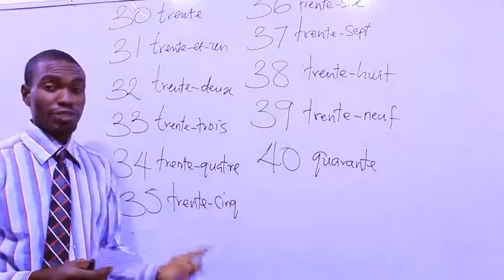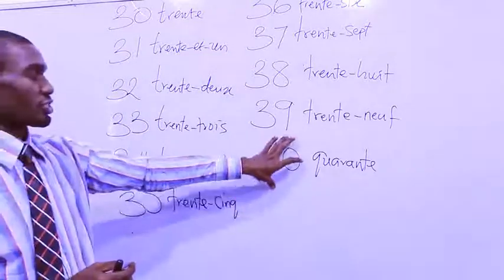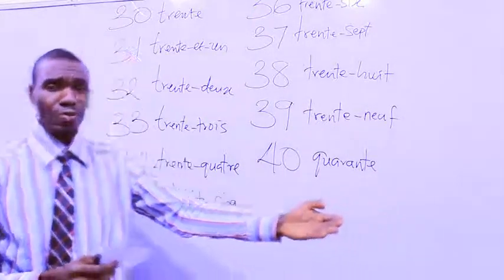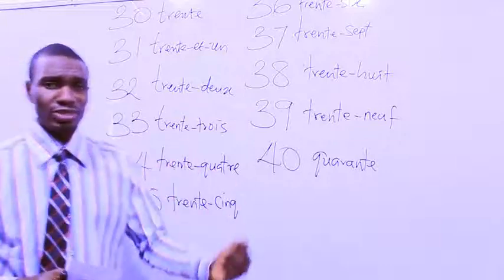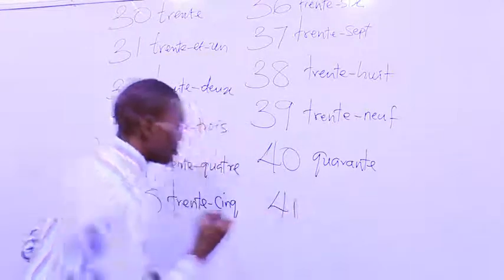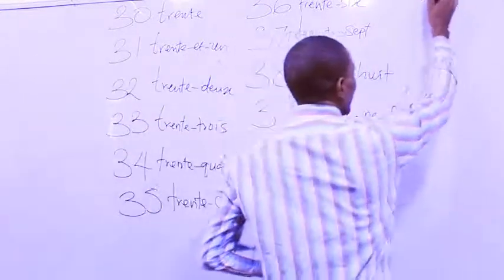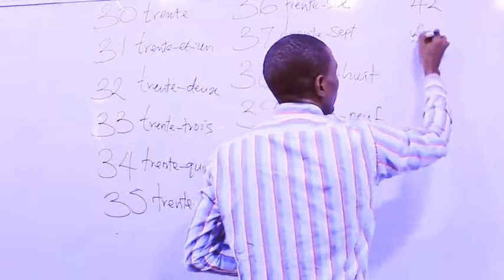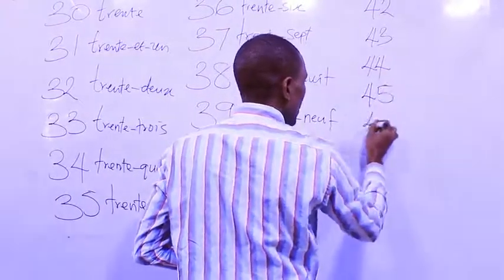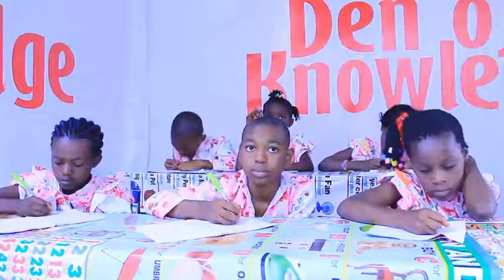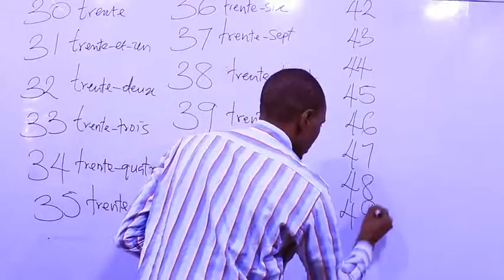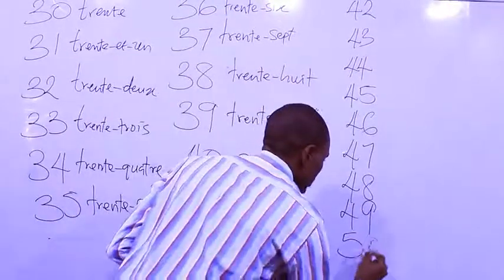Remember, the rule still stands. After you have finished counting your 40, just as in English language you have 1, 2, no matter the number of 10 you count to, you still start from 1, 2 again. So we have 41, 42, 43, 44, 45, 46, 47, 48, 49, 50.